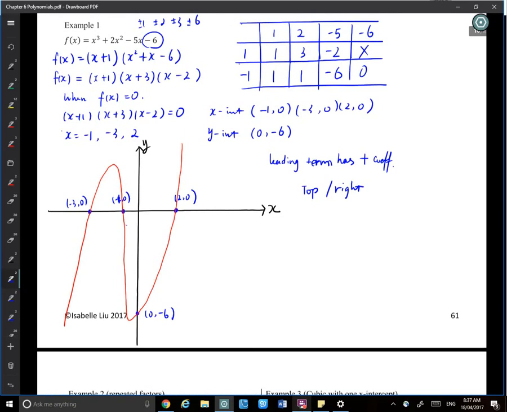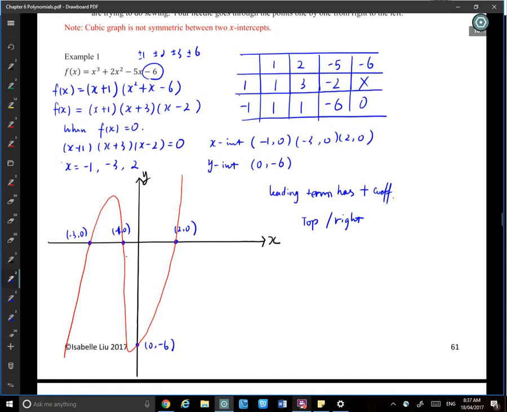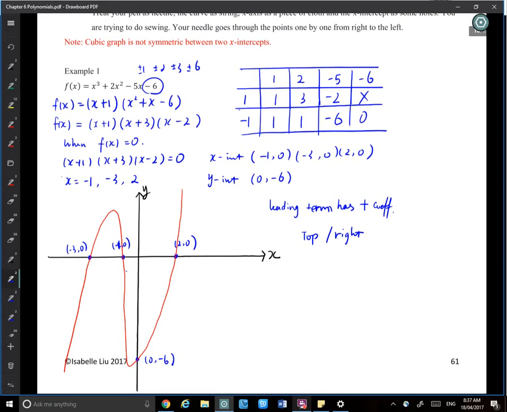But generally, if we want to graph this, we need to factorize first, to the possible 3 linears. So that's 3 linears: x plus 1, x plus 3, and x minus 2. And we can find the x-intercept. How do we find the x-intercept? We'll use f(x) equals 0. Using the factor law, we can have x equals minus 1, x equals minus 3, and x equals 2.